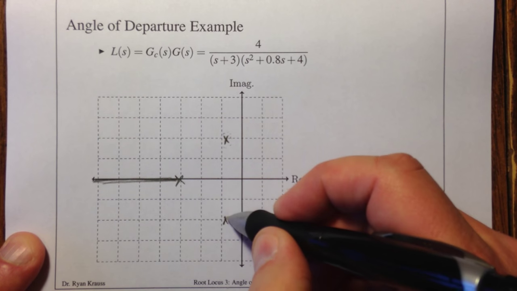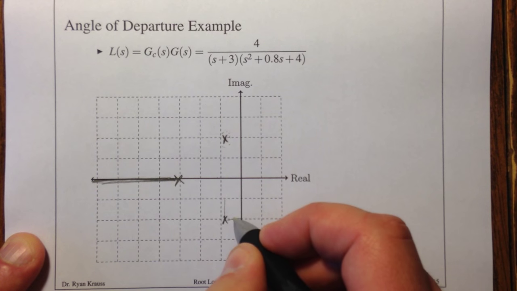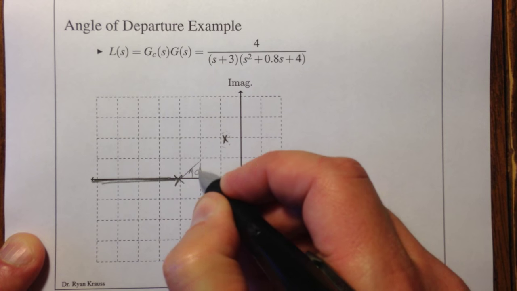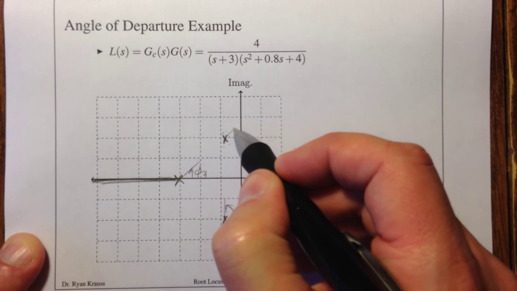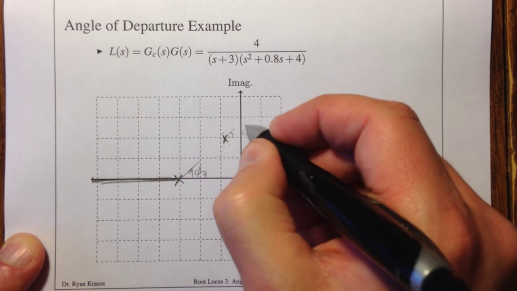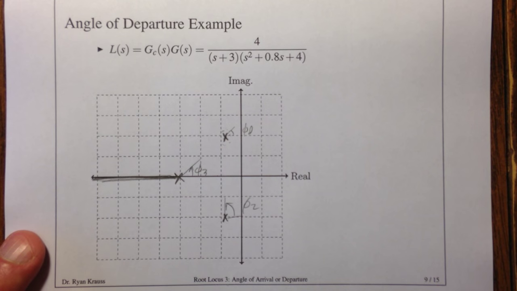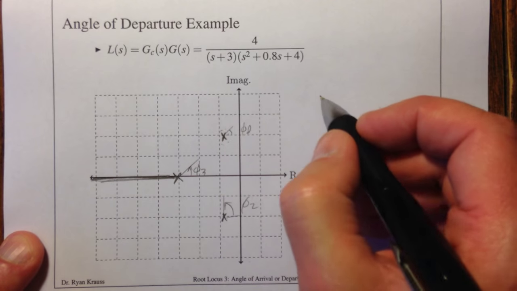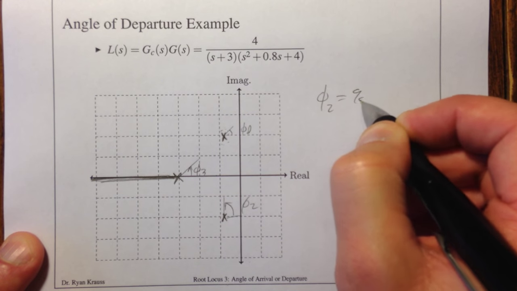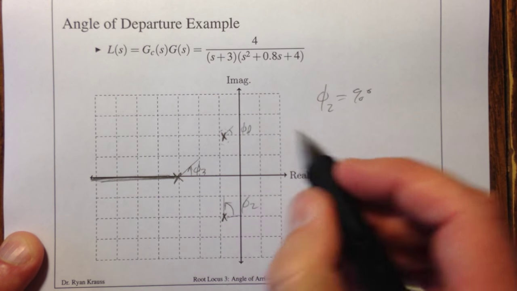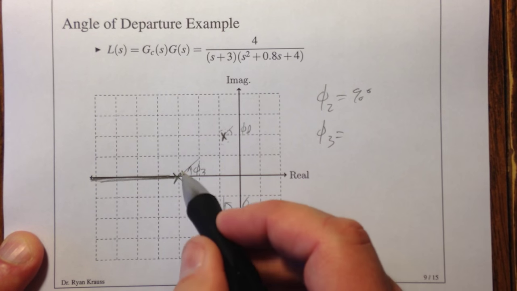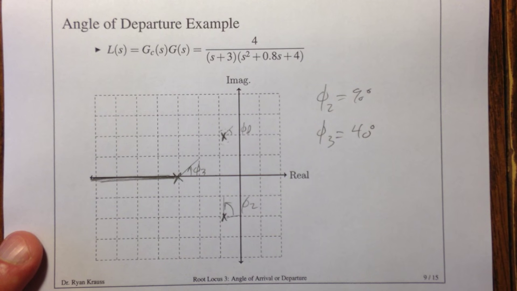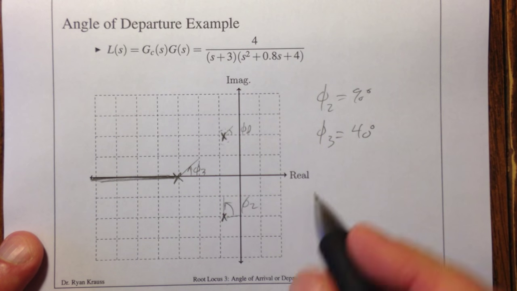So I would now have, let's call this a phi 2 and a phi 3, and then we're trying to find phi d. So we're trying to find that departure angle. And the way we do that, it looks like phi 2 is going to be equal to 90 degrees in the neighborhood of that pole. Phi 3, I could do some trig and come up with an exact answer, but I'm just going to ballpark it at what looks to be 40 degrees if my sketch is reasonably well done.